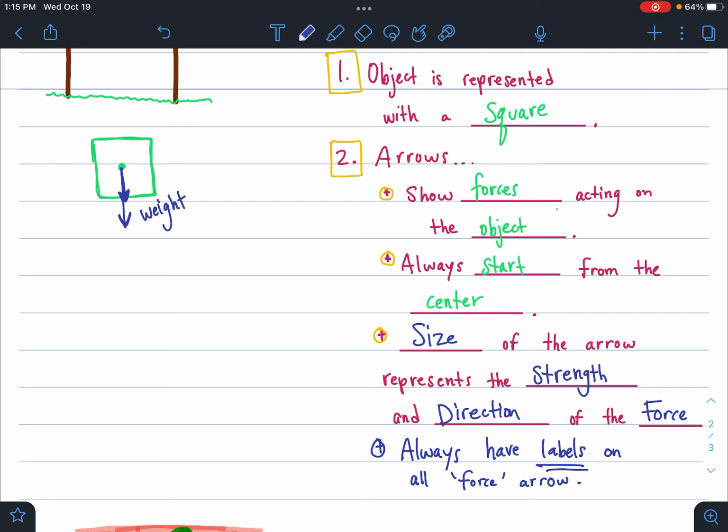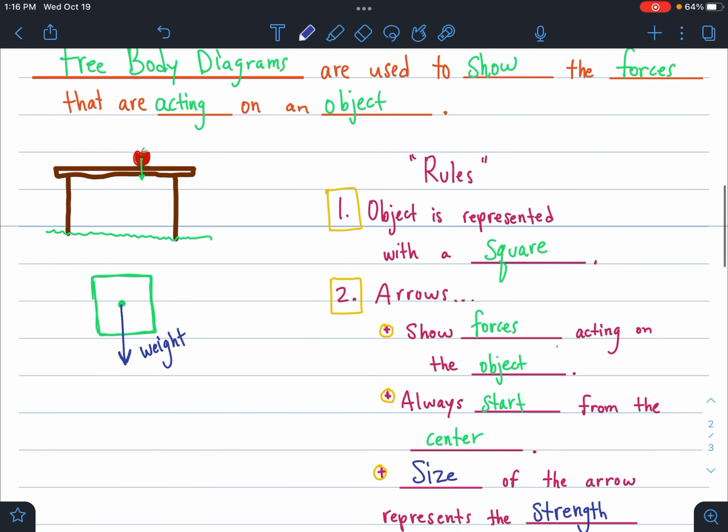So that would show there's less force in the downward direction, but we're not. We're on Earth, so we're going to keep it in that same size. So the strength of gravity is represented by the arrow and the length of the arrow. The direction is also important here because it's holding it down on the table.